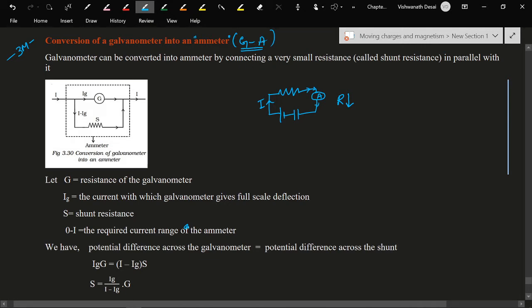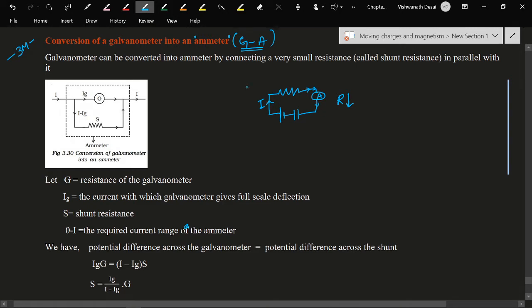We can convert it. Why do we need to convert? Sometimes in our lab, maybe only the galvanometer is available, but there is no ammeter with us. That time the galvanometer can be used as an ammeter. That is possible. But how is it possible? Because generally the galvanometer we have does not have very low resistance. Its resistance is not very low.